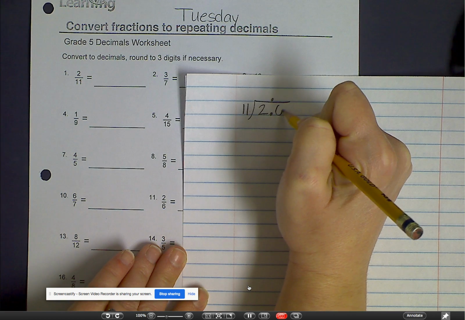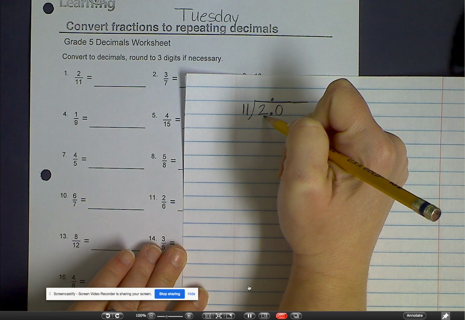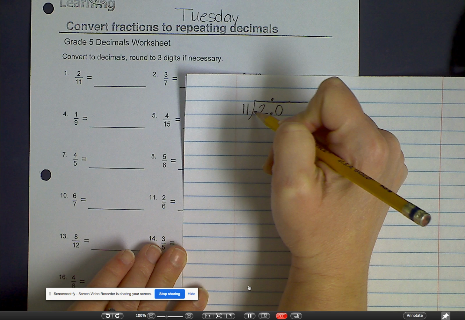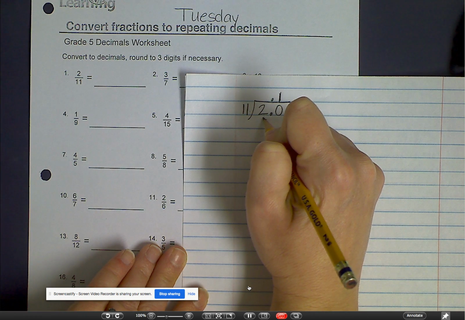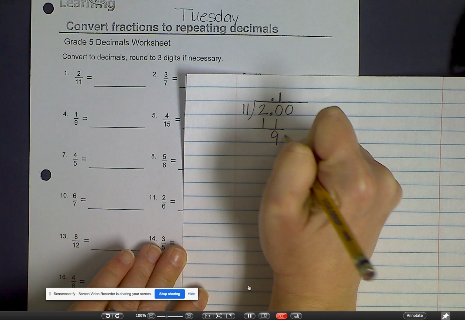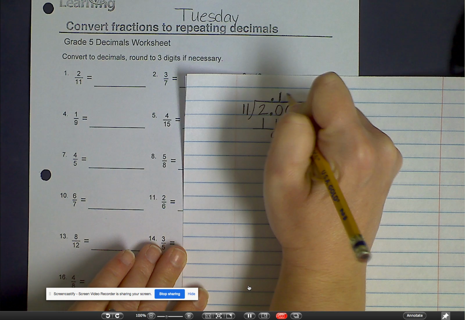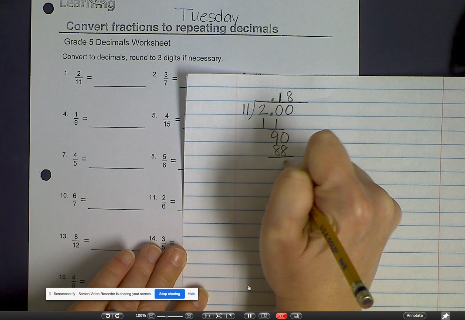And I can add a 0. I can add as many zeros as I want to, and that still doesn't change the value of this number. So 11 goes into 20 one time. 1 times 11 is 11. That's 9. I can add another 0. 11 goes into 90 8 times because 8 times 11 is 88. And then I have 2 left over.